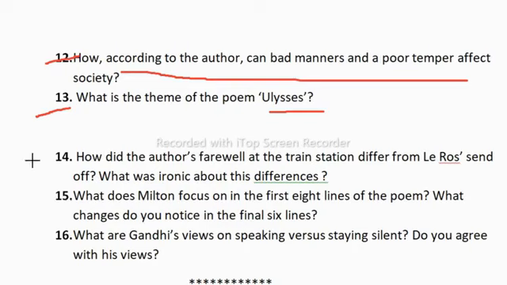Now the next one is: how did the author's farewell at the train station differ from Leroy's send off? This is from Seeing People Off, which is written by Max Beerbohm. So you have to read the summary in that way only. What I taught you, this one is: what does Milton focus on in the first 8 lines of the poem, and this one: what are Gandhi's views on speaking versus staying silent.